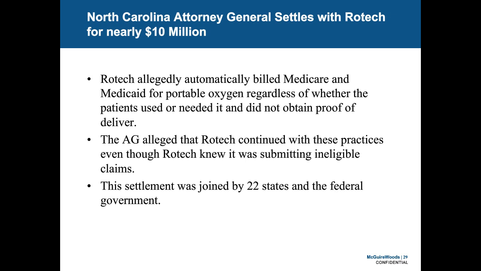Now, under DME requirements, the DME supplier must obtain a physician order and a certificate of medical necessity in most cases prior to dispensing the DME. The DME supplier must also obtain a proof of delivery, and all of this must be in their records to support the billing for the services. The AG in this case alleged that Rotech continued with their practices even though they knew it was not meeting these eligibility requirements. This case was also joined by 22 states and the federal government, and a team was actually appointed by the National Association of Medicaid Fraud Control Units to participate in the investigation and participate in the settlement negotiations with Rotech.